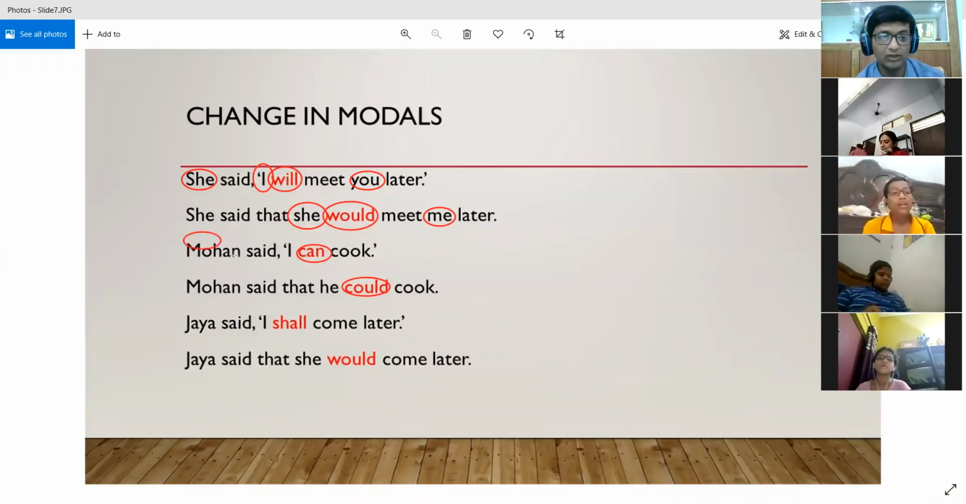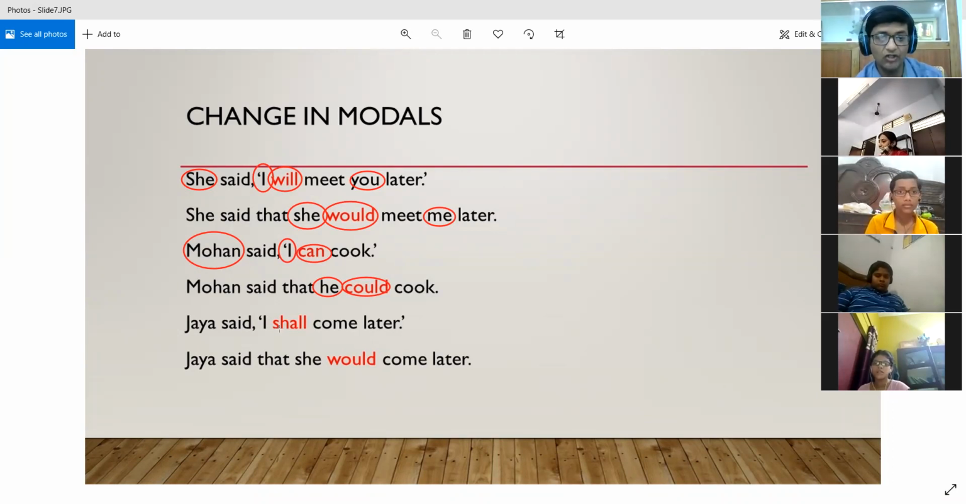See, Mohan was the subject of the reporting verb "said," and "I" was the first person pronoun that was present. So you can clearly see "I" has changed into "he" because Mohan is a male person. So it has changed accordingly and become "he." So Mohan said that he could go. Now see the last one.